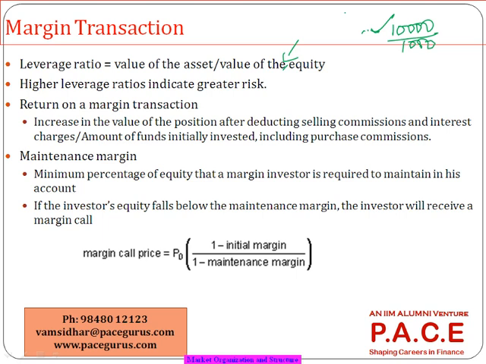Right? So for every 1,000 bucks I put in, I can trade for 10,000. 9,000 will be provided by my broker. So if the leverage ratio is very, very high, it indicates that the risk taken is much, much higher.